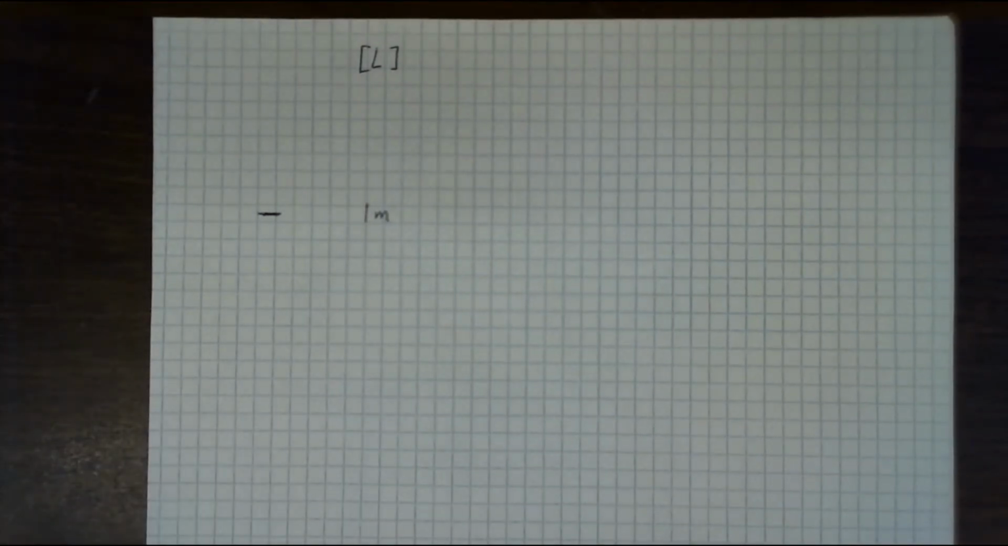originally defined as 1/10 millionth of the distance from the North Pole to the equator. Nowadays, the unit of length is defined through the speed of light, the distance light will travel during such and such time.